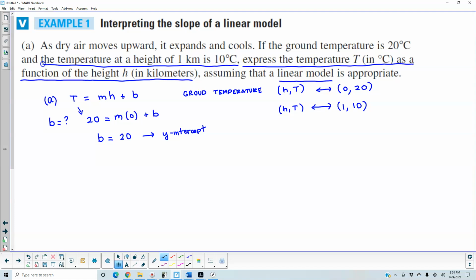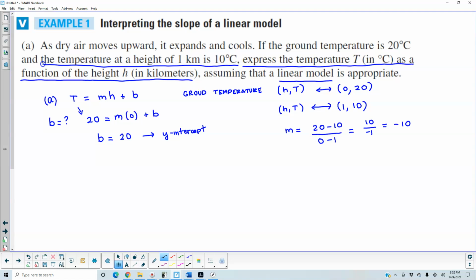So if we know the y-intercept, we can also find the slope. How do we find the slope? Well, if we look at these 2 points, we can take 10 and subtract 20, and then take 1 and subtract 0, which gives us negative 10 over 1. So the slope is negative 10.